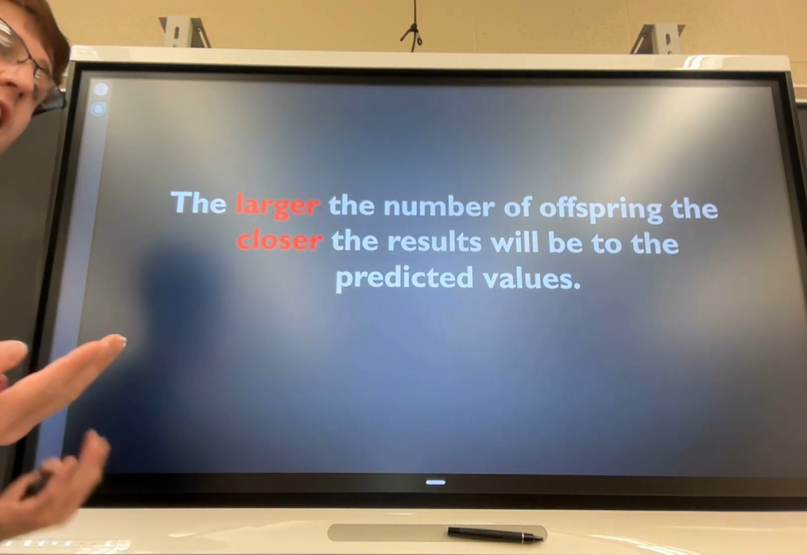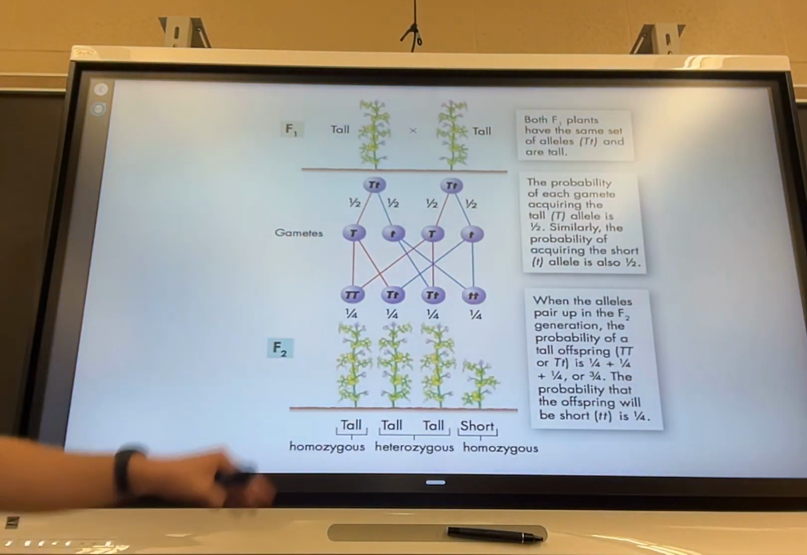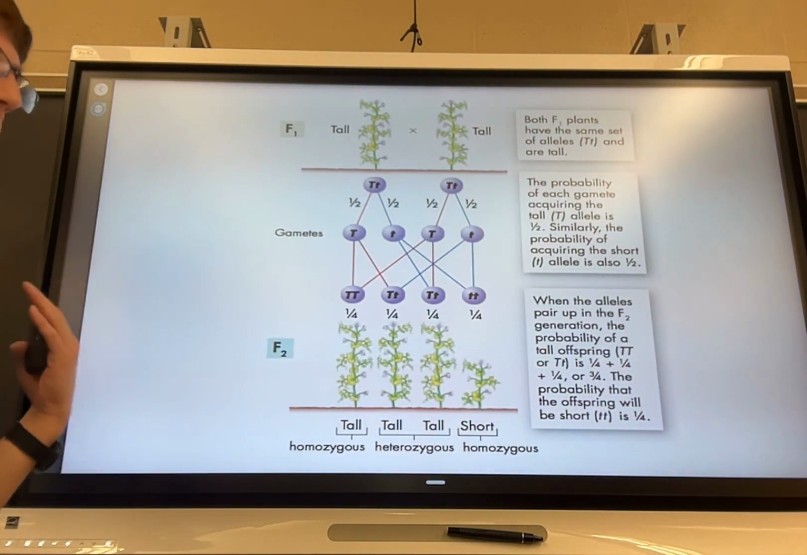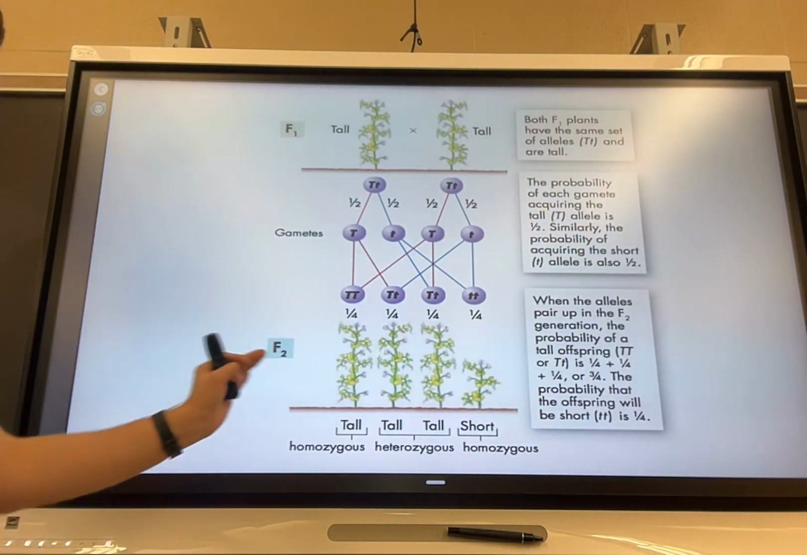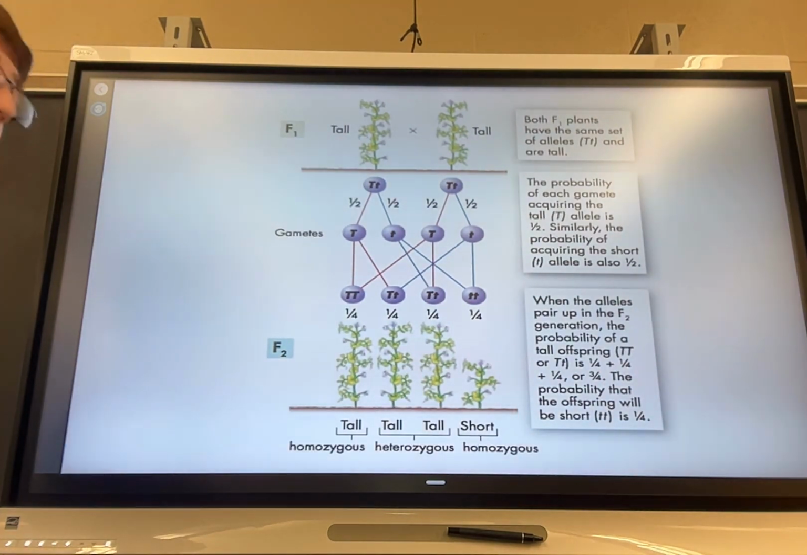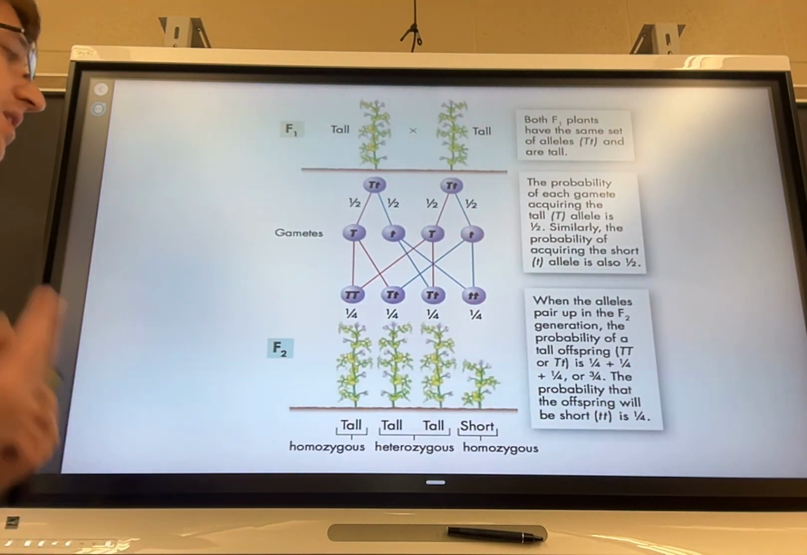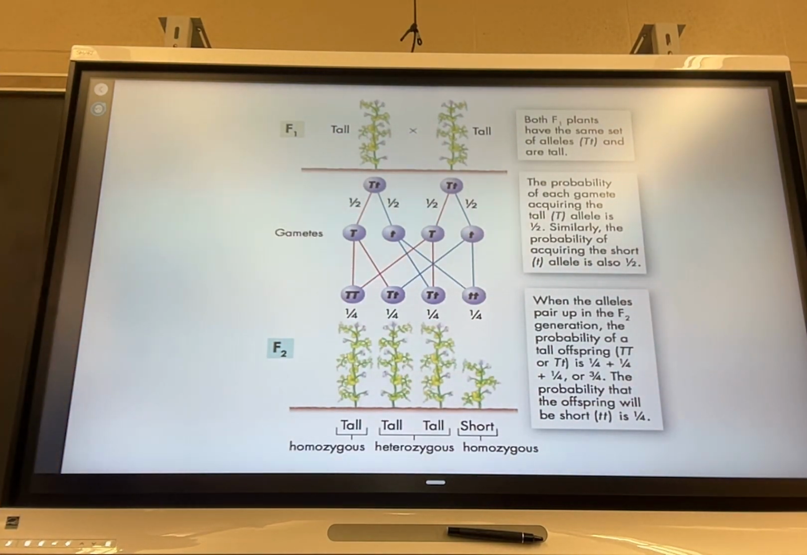And this improves as you add more offspring. So typically, the larger number of offspring that you get, the closer your results are going to be to the predicted value. So if we just cross 4 plants, there may not be an exact 3-to-1 ratio of 3 talls to 1 short. If we breed, let's say, 300 plants or 3,000 plants, then they will start to meet that 3-to-1 ratio. It'll be a lot closer.